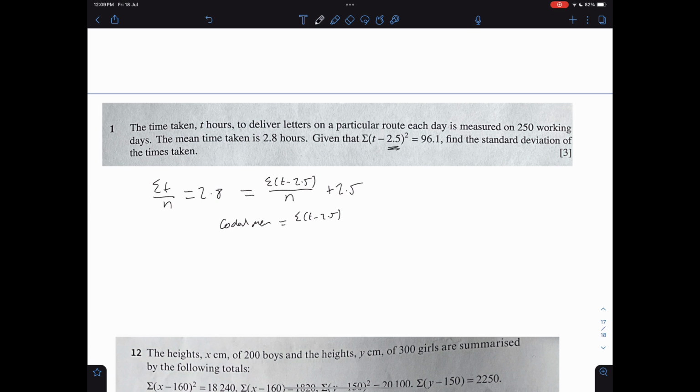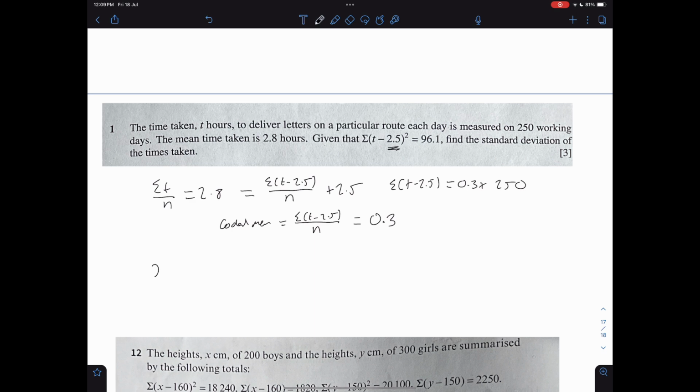over n is equal to 0.3. And just, it's not essential, but just so you know, if you wanted to find the sum of (t − 2.5), you'd get 0.3 multiplied by 250. But we don't need to know that. So now we have our coded mean. Great, now we can already find out our standard deviation.